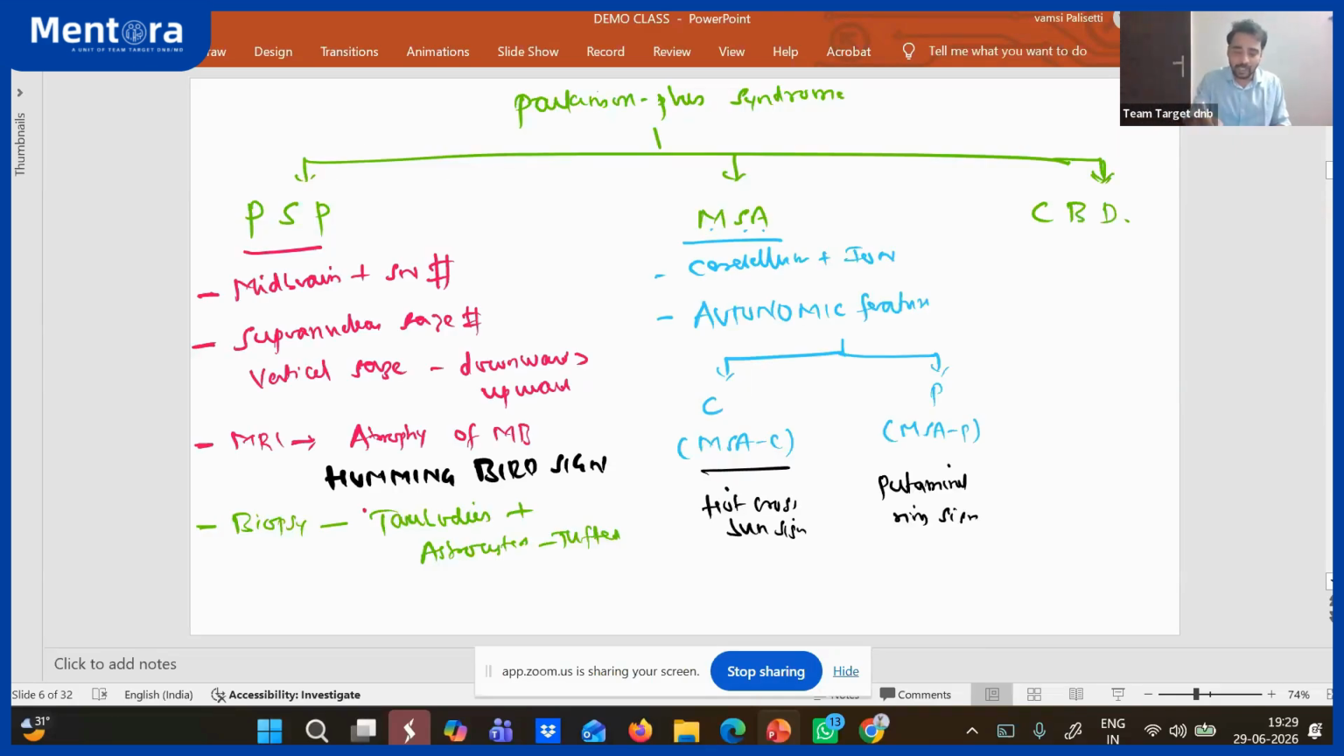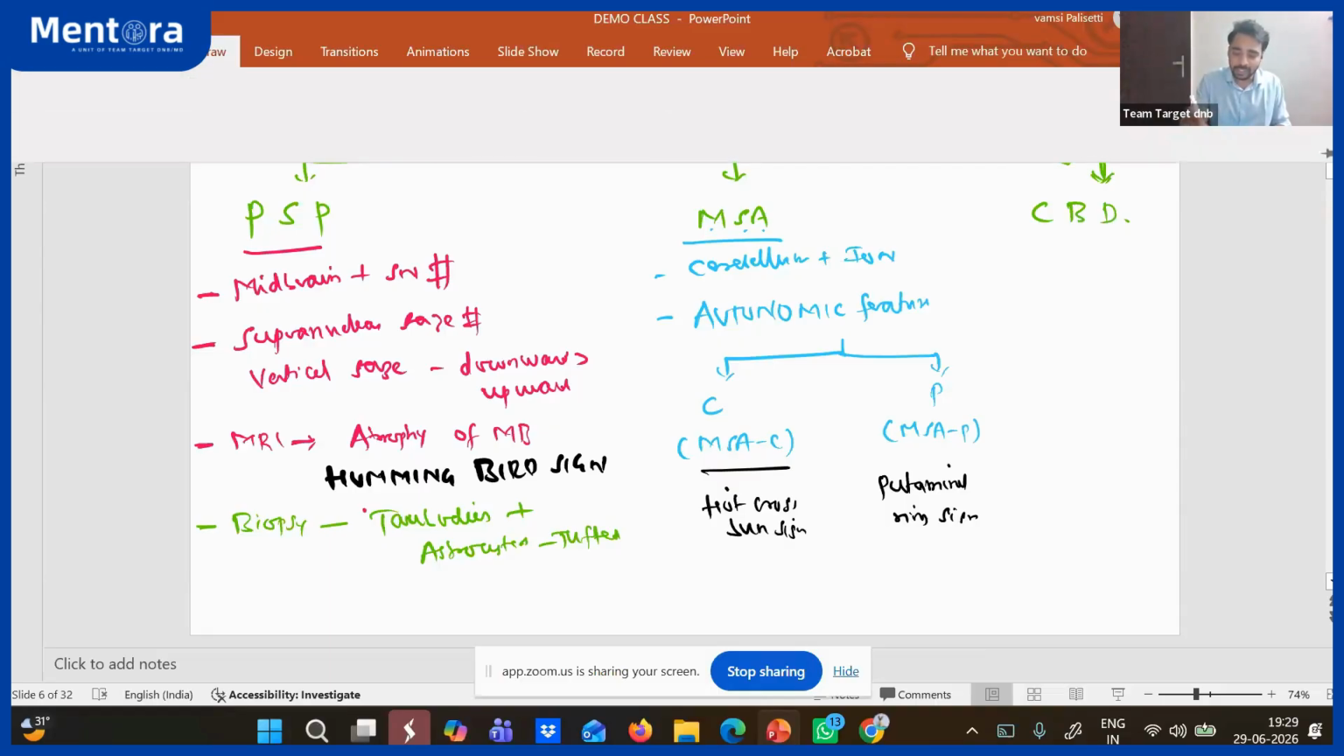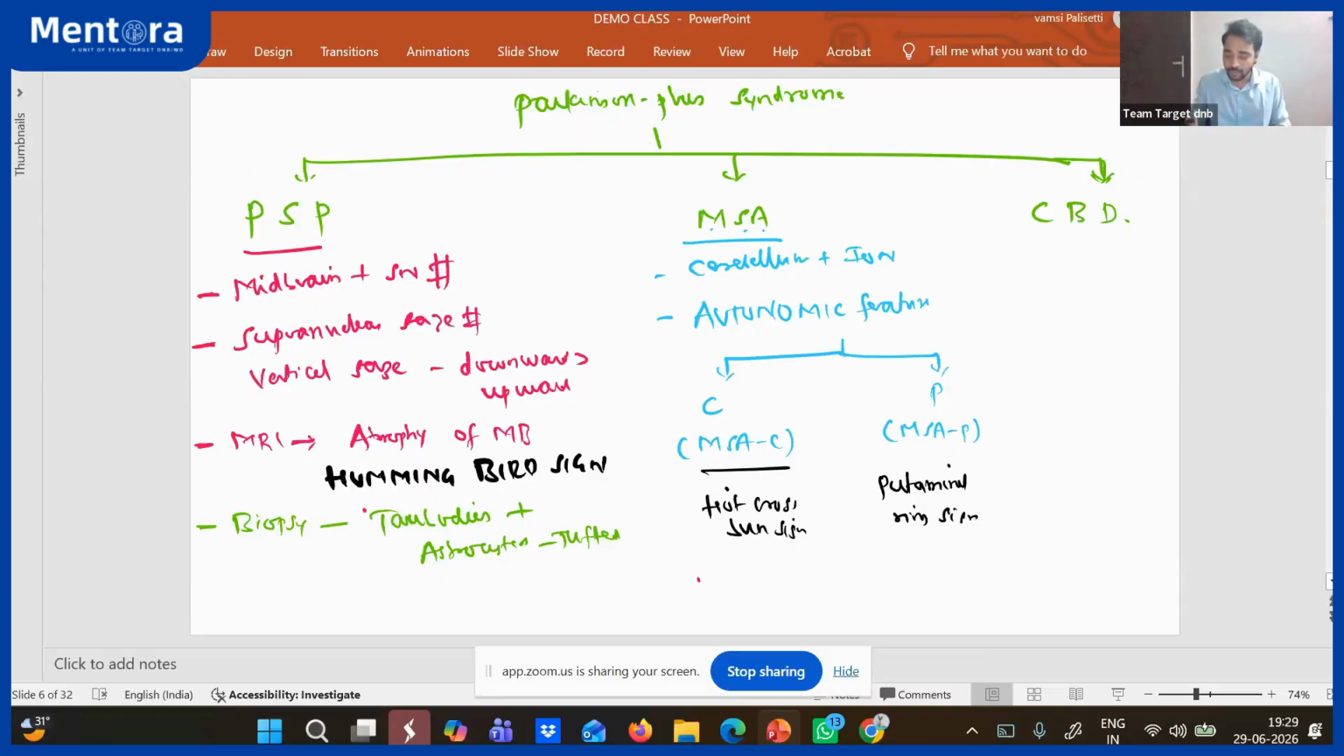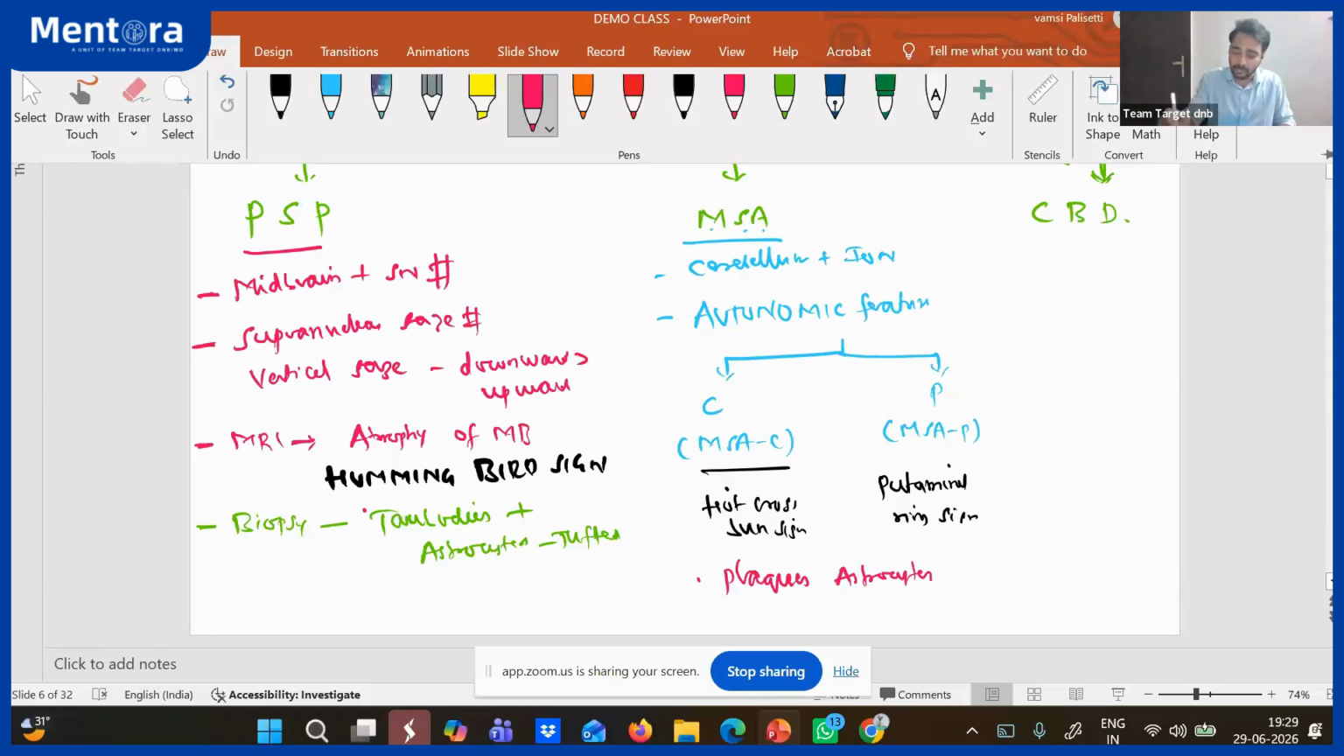Right? In multiple system atrophy, if you do the brain biopsy, what you will see here also, you will see the same things. The astrocytes, but the astrocytes are arranged in plaques. Plaque-like astrocytes. Very important. This was the question they asked. When you do the brain biopsy, how do you differentiate PSP and MSA? PSP will have tufted astrocytes. MSA will have astrocytes arranged in plaques. Right? And the last is nothing but corticobasal degeneration. Very important here.